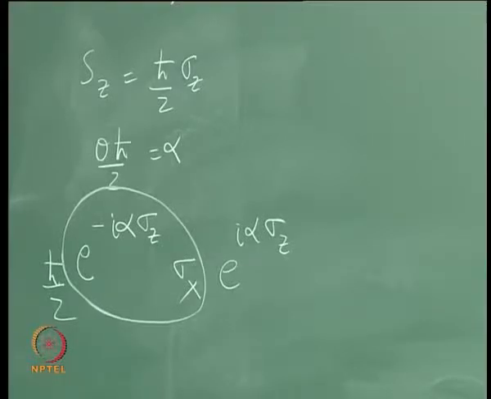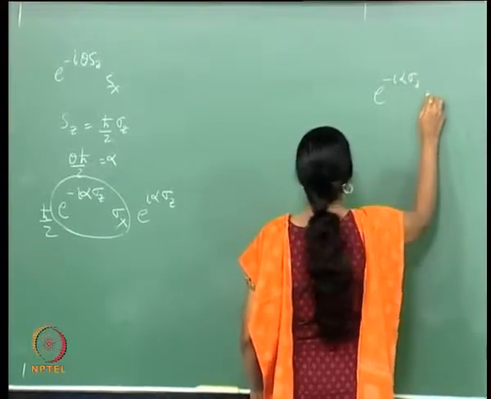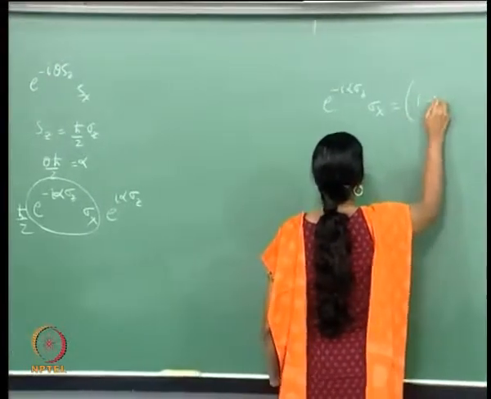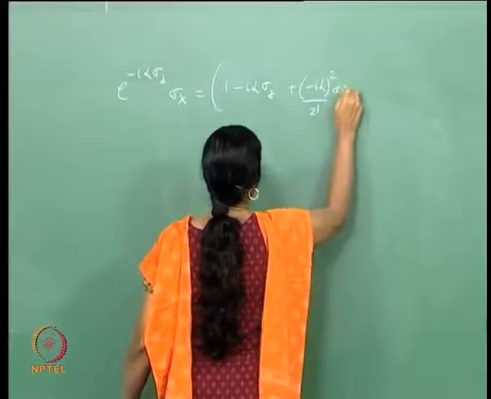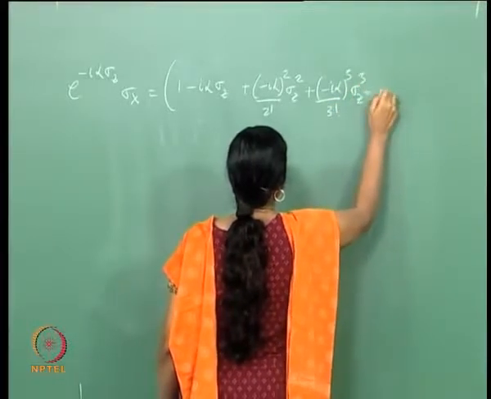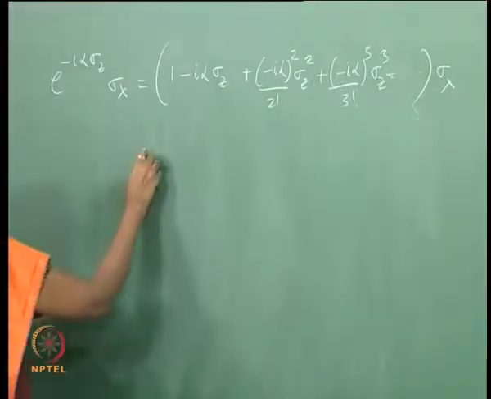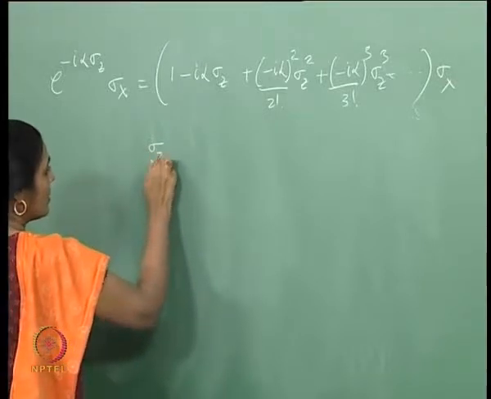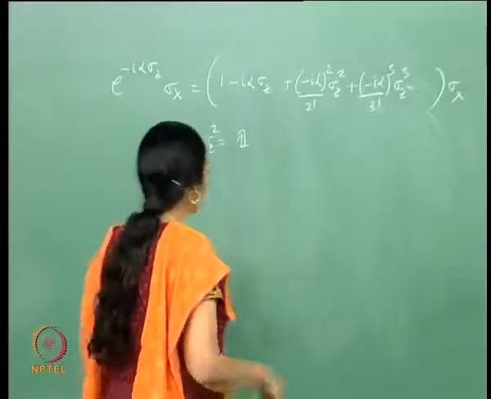I can make a series expansion of the exponential. So, e to the minus I alpha sigma z sigma x is simply 1 minus I alpha sigma z plus minus I alpha the whole squared by 2 factorial sigma z squared plus the next term and so on, and this multiplies sigma x. But then I understand the following: sigma z squared is simply the identity operator. You can explicitly check this out by substituting the matrix 1 0 0 minus 1 for sigma z.